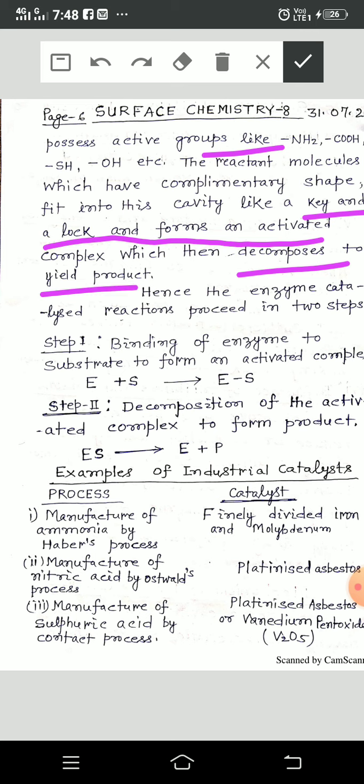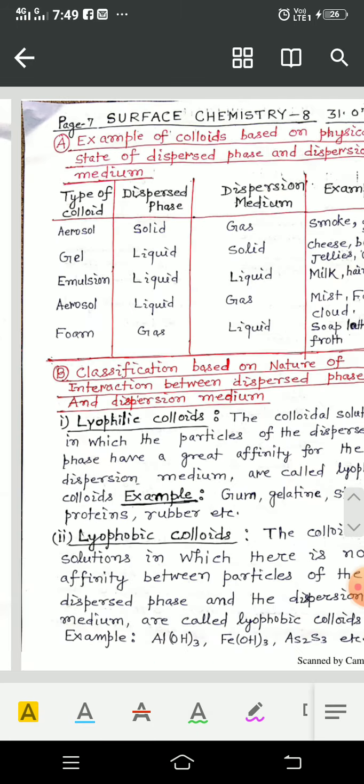So this is the diagram of the reaction, means here is the enzyme, here is the substrate, S means substrate, and it makes a chemical bond like that, this ES. In step 2, decomposition of the activated complex to form product, P is product, E is again enzyme. So recovery of enzyme. Here are examples of industrial catalysts, manufacture of ammonia. So these are the examples of industrial catalysts.